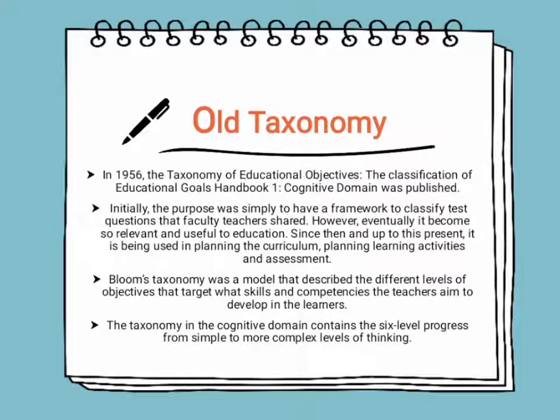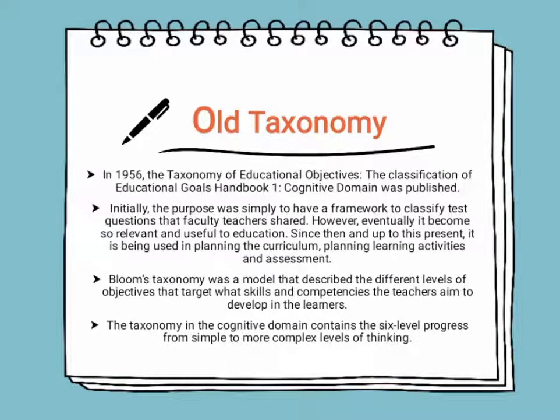So noong 1956, doon na isagawa yung pinakaunang book about taxonomy po na pinamagatan natin the Taxonomy of Educational Objectives. Nung purpose lang po na sana yun is para magkaroon ng framework yung mga teachers or mga faculty para alamin yung mga test questions na binibigay nila. Ngunit, naging napaka-relevant nyo na naging napakahalaga sa education. Kaya mula noon hanggang ngayon, ito na po yung model na ginamit para pagplan ng curriculum, iplano yung mga learning activities na gagamitin at pagiging yung assessment.